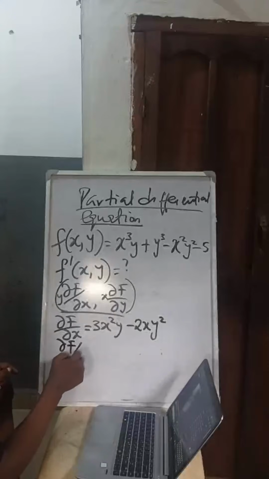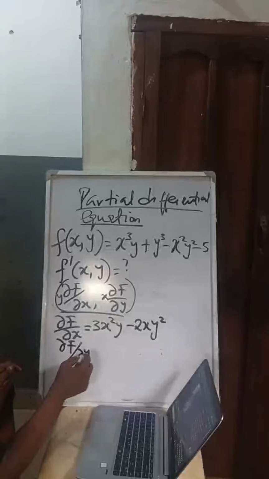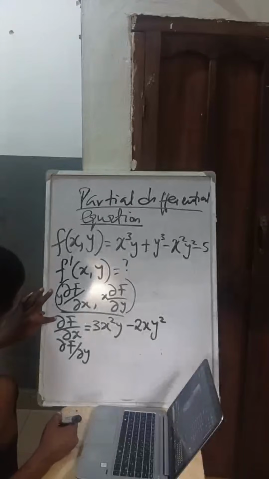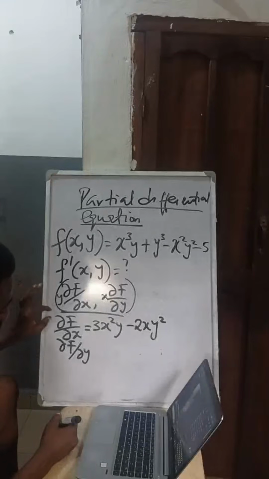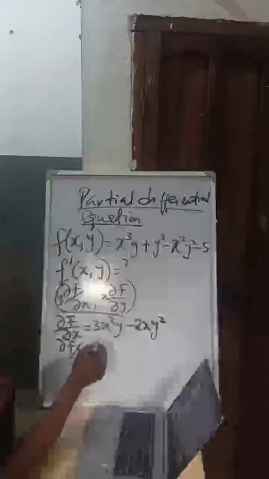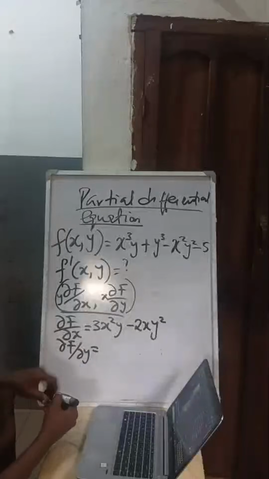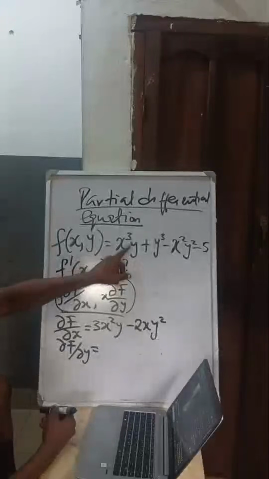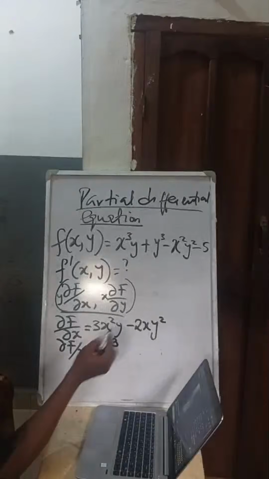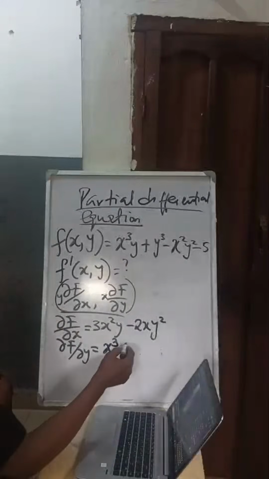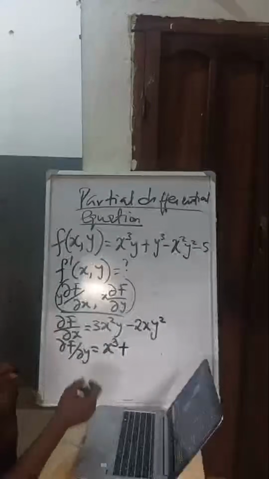Now, the f with respect to y. This is not an ordinary differential equation. This is called partial differential equation, and it is pronounced as del f, partial derivatives. Now if you differentiate with respect to y, you keep x constant. So differentiate y, what will you get? 1. 1 times x cubed, you have x cubed. Plus, if you differentiate y cubed, you have 3y squared.